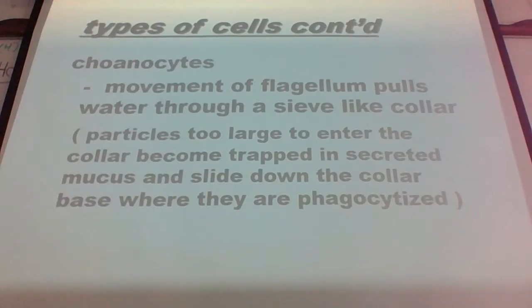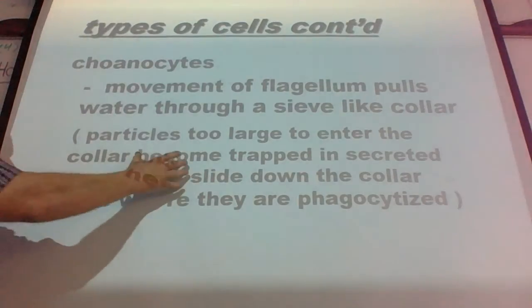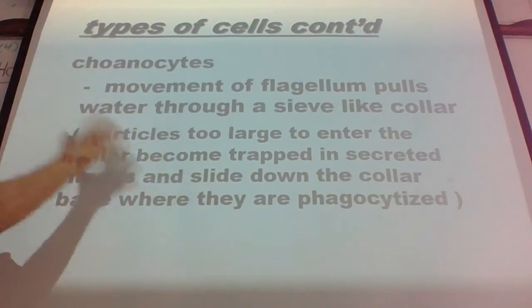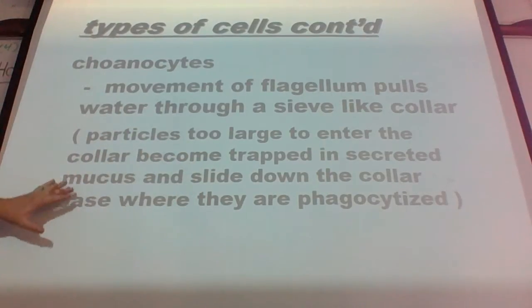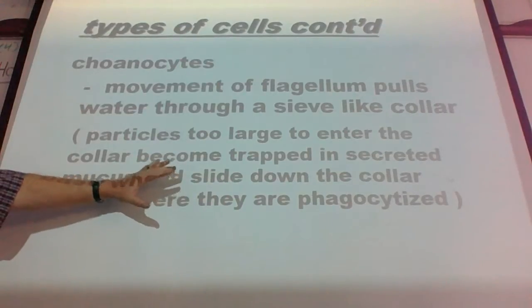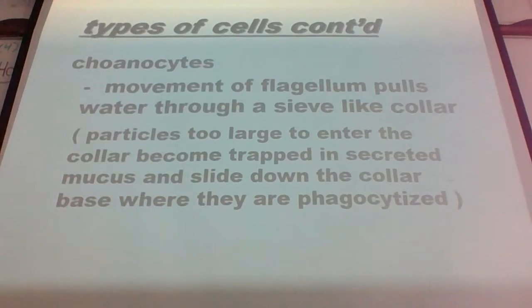What happens? It does what? Yeah, it gets narrower, okay? So what we see happening then is these particles that are too large to enter there become trapped, okay? And what they do is they slide down the base because they're trapped on this flagella that then can be digested or phagocytized, which means brought inside the cell to then be digested intracellularly, okay?